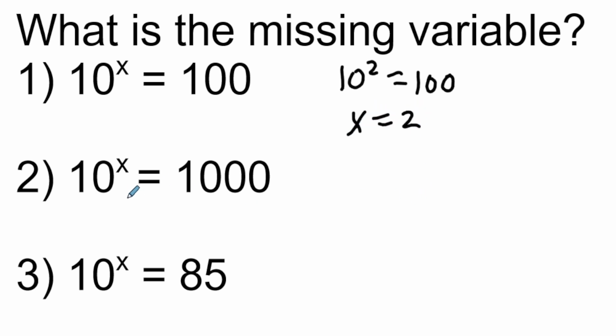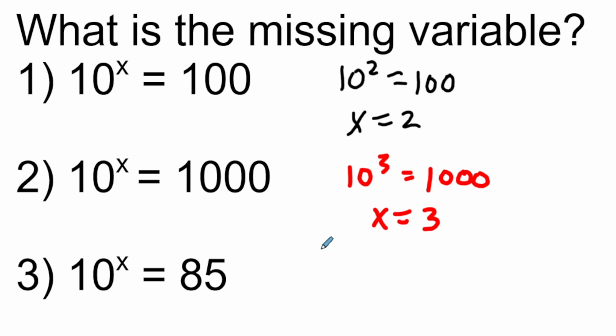I can do the same thing for the second problem. 10 to some power is equal to 1,000. Well, that means I did 10 times 10 times 10. That's 3 tens, so I did 10 to the third power to get 1,000. That means my x has to be equal to 3. I'm able to just think about these problems, and I know the numbers that make 10 become 1,000 or 100.